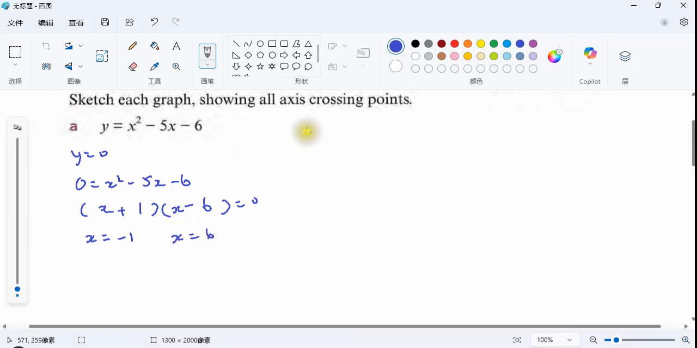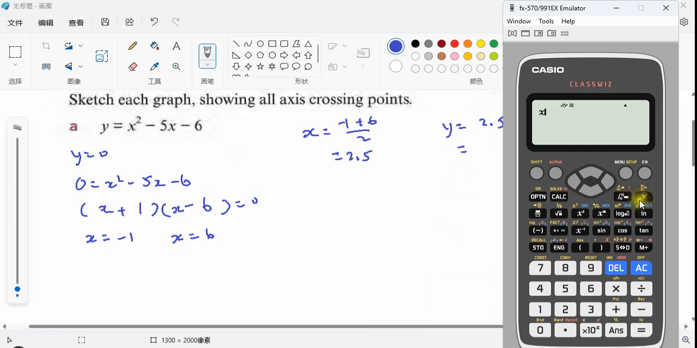Okay, so the axis of symmetry will be (-1 plus 6) over 2, which is 2.5. So when x equals 2.5, then y will be 2.5 squared minus 5 times 2.5 minus 6. So we have x squared minus 5x minus 6. When we substitute with 2.5, then it's negative 12.25.